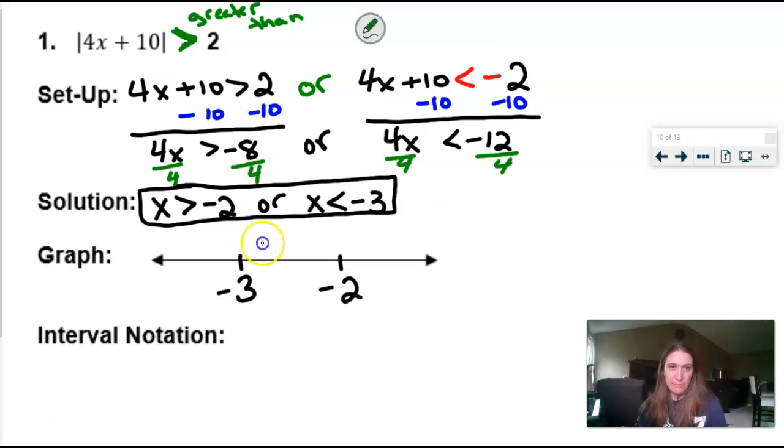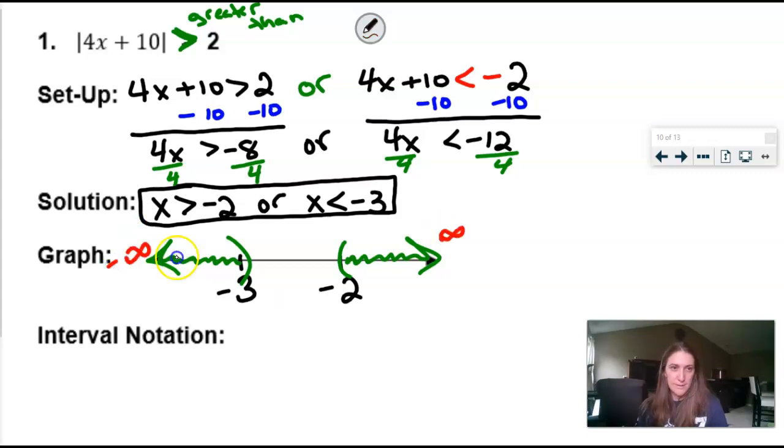All right, let's get graphing. So I want everything greater than -2. Notice there's no equal to there. Or anything less than -3. All right, it's a weird one. Here we go. My interval.